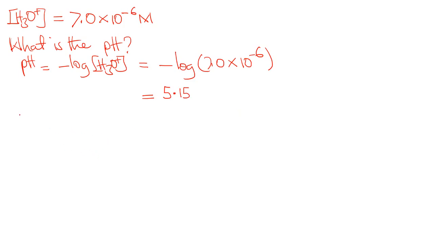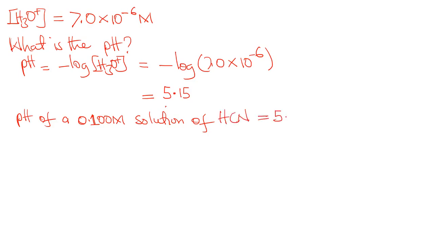So I will say that the pH of a 0.100 molar solution of HCN is equal to 5.15. So that's how we solve a problem like this one. Let us look at another example.